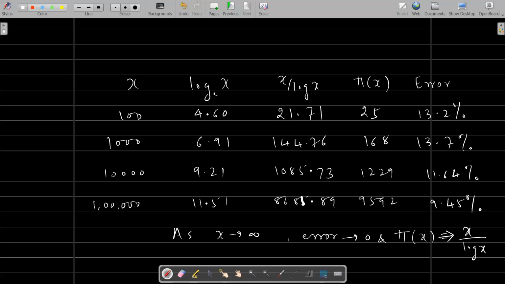Yes, Ritvik. Sir, why is there error? See, in general, x by log x will turn out to be some real number. It won't always be an integer, whereas pi x has to be an integer, the number of primes up to x. Right? So there obviously has to be some error.